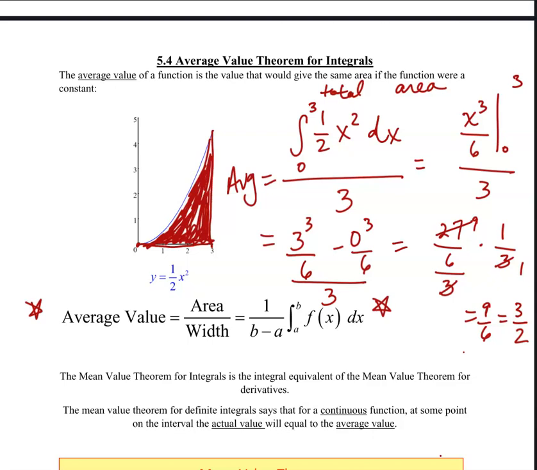So 3 over 2, or 1.5, would be the average value for this particular function over the interval 0 to 3. So graphically, that would be at 1.5. That's what they mean by a constant. You don't have to remember this definition per se. Just note that it would be right here in the graph. And notice that the curve itself intersects with that value, that average value of 1.5, right about there, somewhere in the interval between 0 and 3.